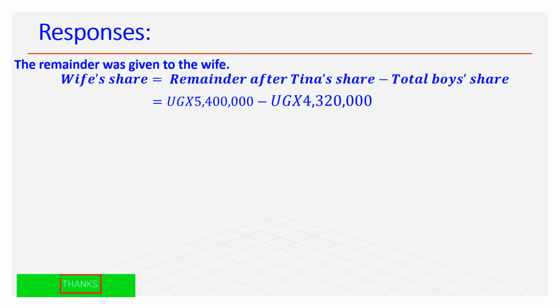I mean, Uganda shillings 5,400,000 minus Uganda shillings 4,320,000. So this gives us a total of 1,080,000 as the wife's share.